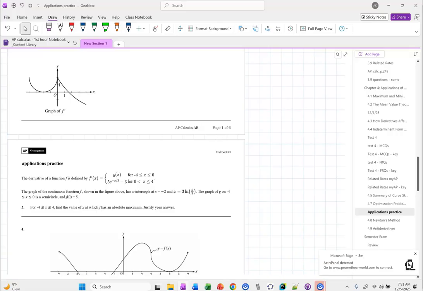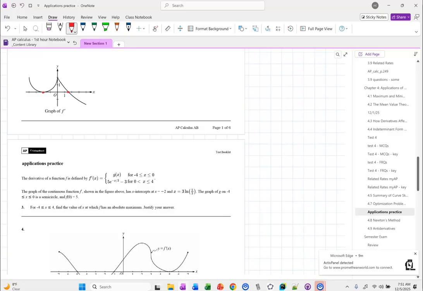All right. It says the derivative of function f is given by f prime equals this piecewise function, where the first piece is g of x and the second piece is 5e to the negative x over 3 minus 3. It says the graph of the continuous function f prime, shown in the figure above, has x-intercepts at x equals negative 2 and x equals 3 natural log of 5 over 3. That must be this.